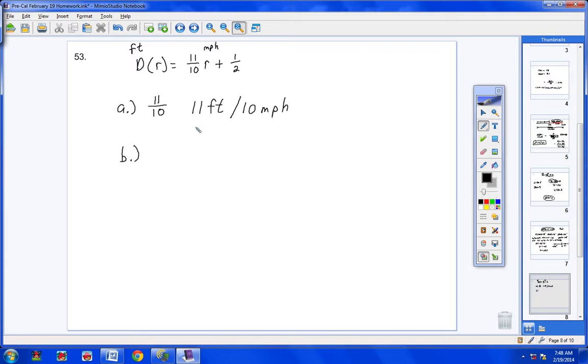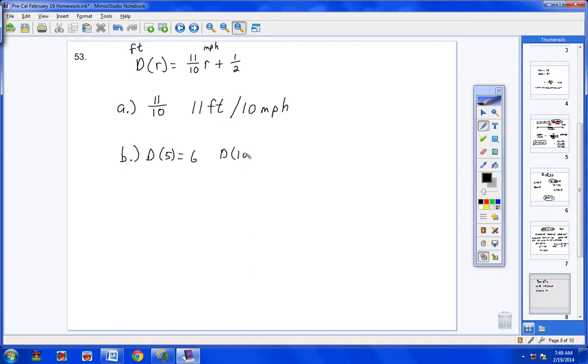Now, letter B. Sorry about that. Find your D of 5, D of 10, D of 20, D of 50, D of 65. I'm going to be honest with you, these are all just calculator problems. I guess I'll do it for you real quick. D of 5 means you put a 5 in, and if you did that correctly, you would get out a 6. Now, I did that in my head, so I hope I'm right. I'm pretty sure I'm right.